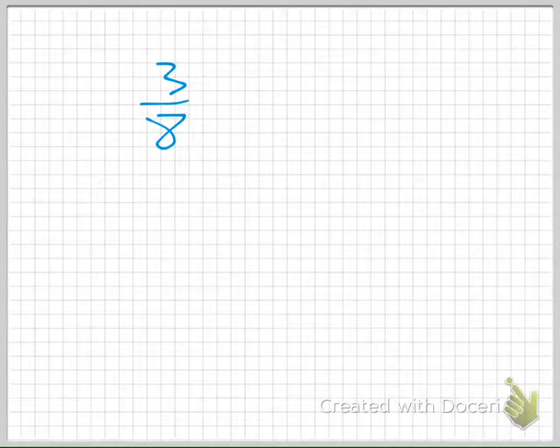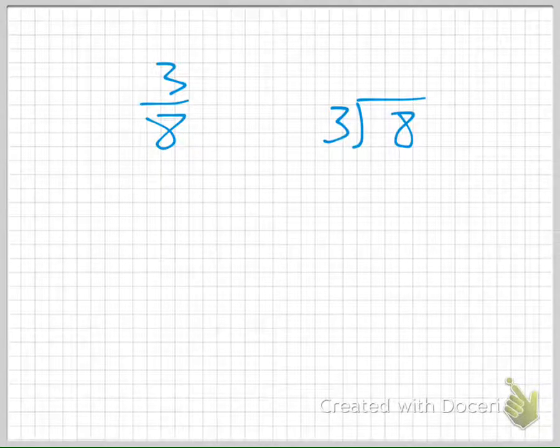3/8, here's the deal. This is a fraction, agreed? How do I turn a fraction into a decimal? You divide. A fraction is a division problem, right? So this is 3 divided by 8. So how do you write 3 divided by 8? Is that how it goes?